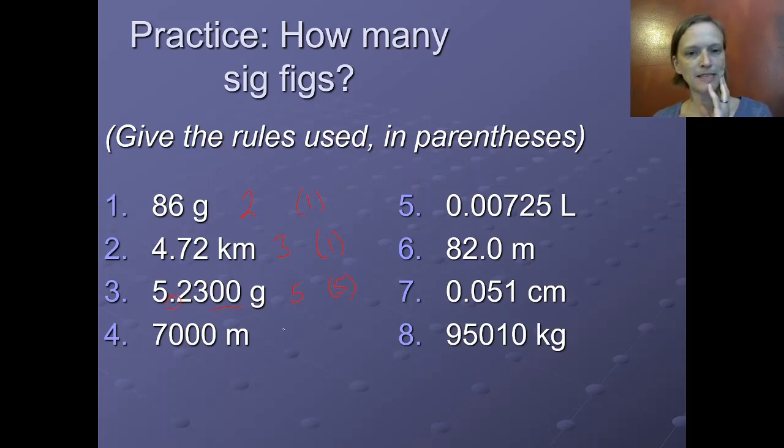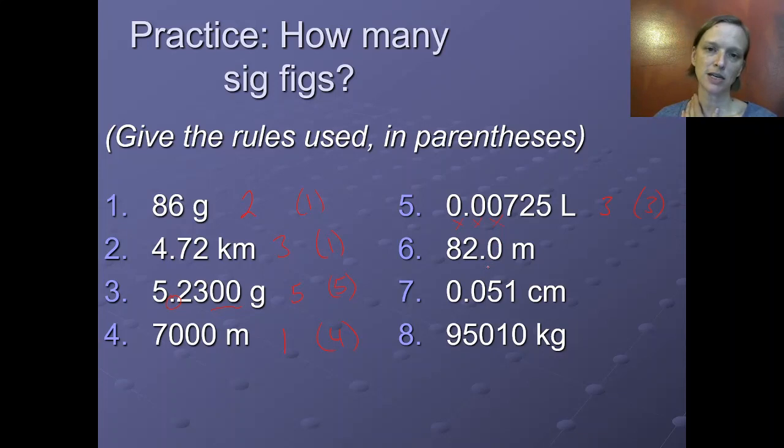Number 4, this number has only 1 sig fig because of rule number 4, which says trailing zeros are not significant when there is no decimal point. Number 5, 0.00725 has 3 sig figs, and I used rule number 3 for that because none of these leading zeros are significant.